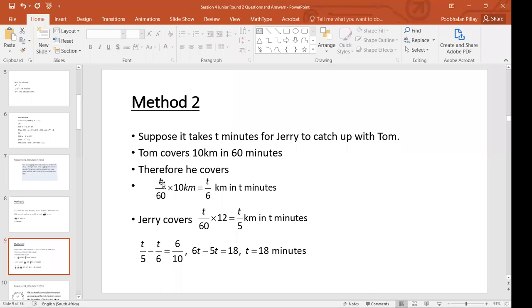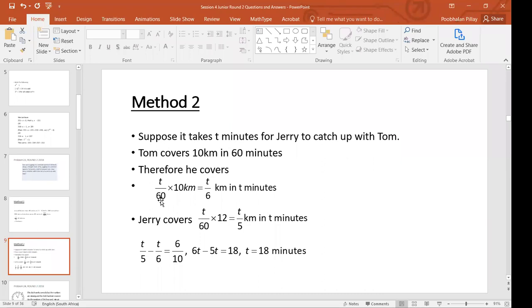So in T minutes, he will cover T over 60 times 10. That should be quite clear. In 60 minutes, he does 10. In T minutes, it'll be T over 60 times 10. And you get a thing in T here. In the meantime, Jerry is traveling at 12 kilometers per hour, right? And you see how much he covers, and with the same calculation you'll get T over 5.